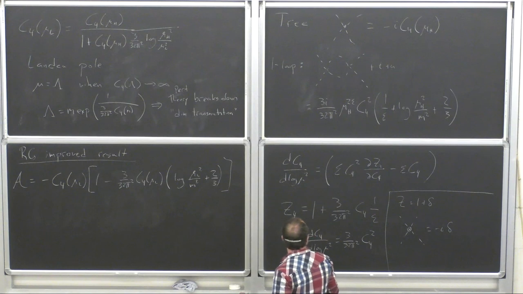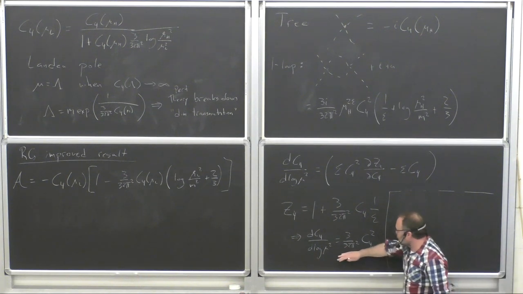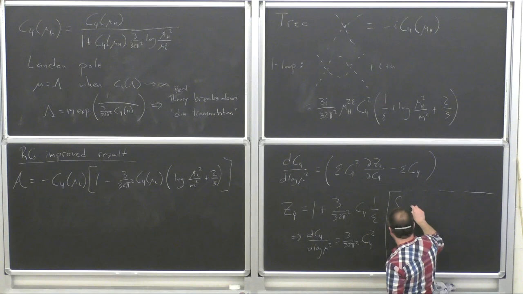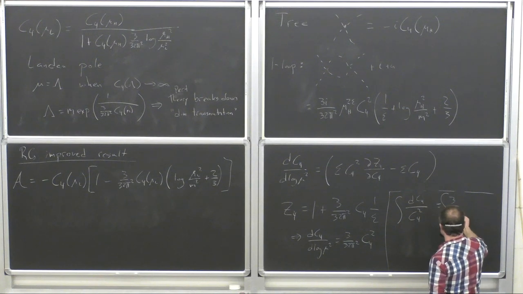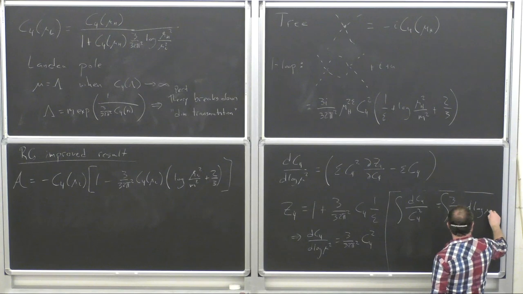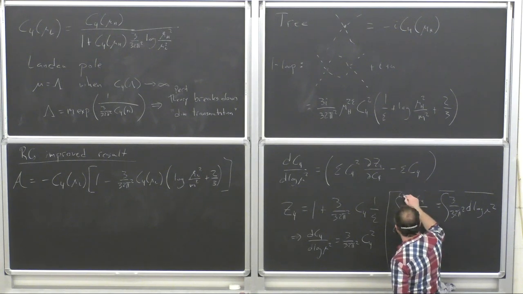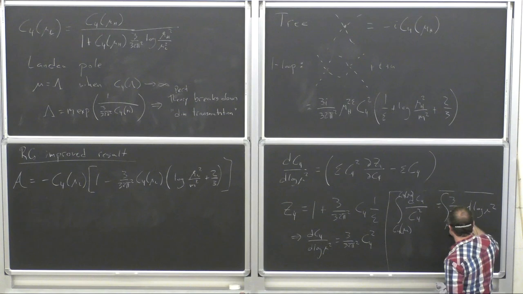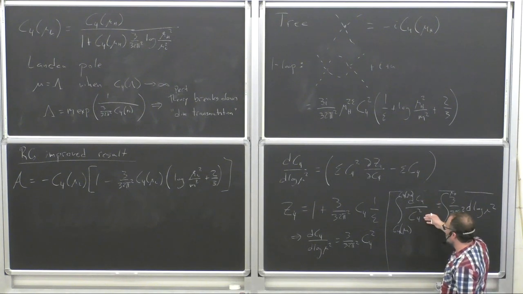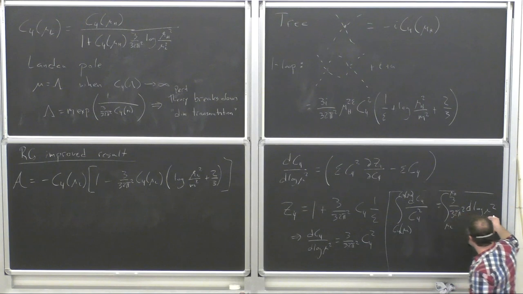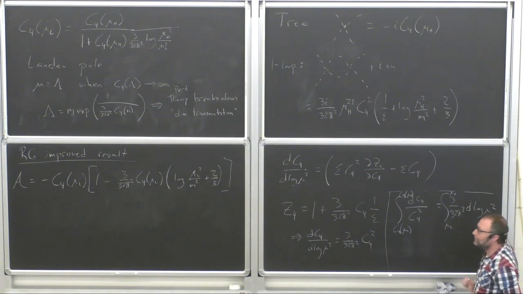Okay, so what we did was, I solved this. I rewrote this as the integral of dc4 over c4 squared equals the integral of 3 over 32 pi squared d log mu squared. And I integrate from c4 at mu low to c4 at mu high, and here I go from mu low to mu high. And then this just gives me, up to factors of 2, 1 over c4. This gives me this prefactor times log mu squared evaluated at the two boundaries, and then I just did a little bit of algebra.